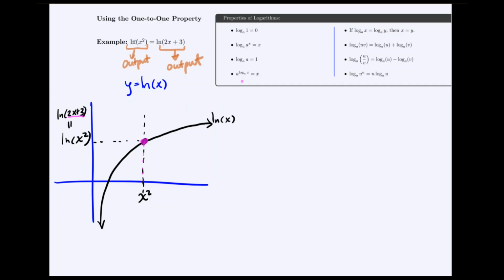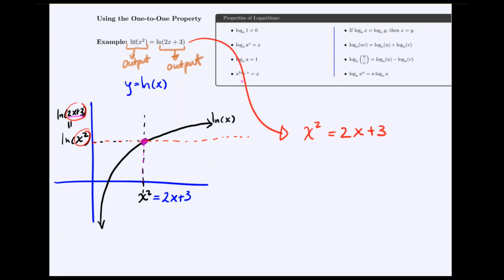So that tells us that the inputs must be the same by the one-to-one property of the logarithmic function. For one-to-one functions, if the output values are equal, then whatever the input values are, those must also be equal, because there's no other place in this graph that is at this height. Since there's no other place, then the locations that produced these outputs must be the same. So that's kind of our reasoning here. Since it's natural log on both sides, it's the logarithm of the same base. So whenever you have logarithm of same base equals logarithm of same base, what you can do is immediately say, well, the inputs must be equal.